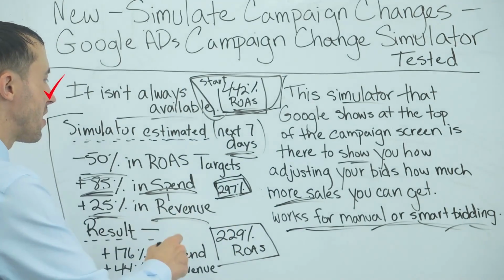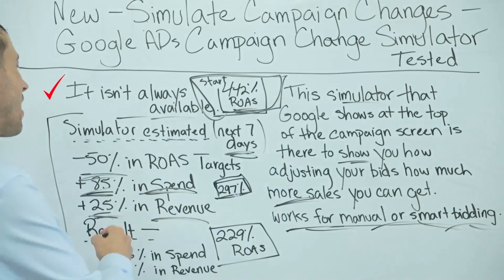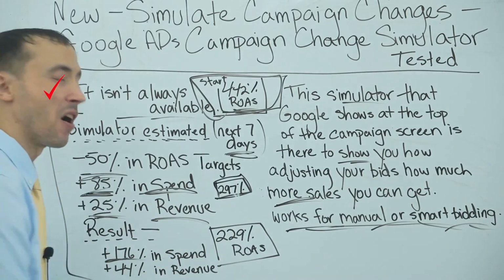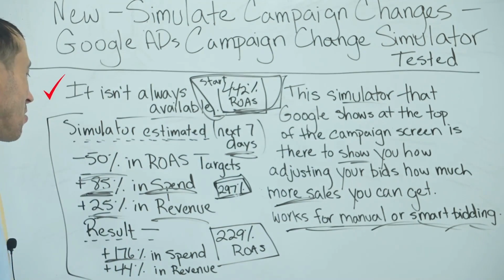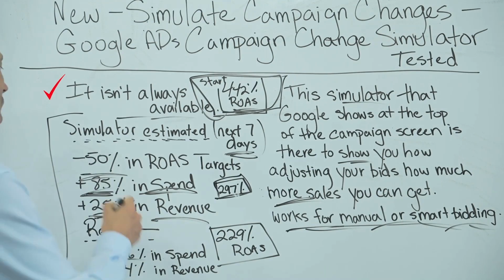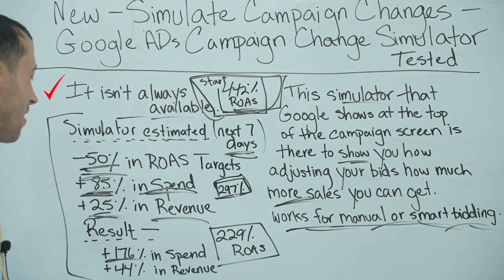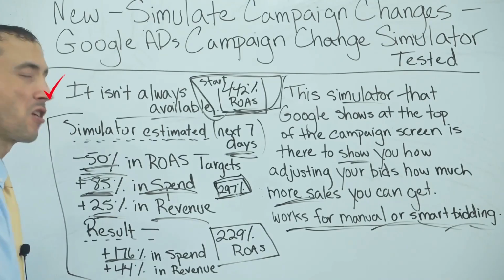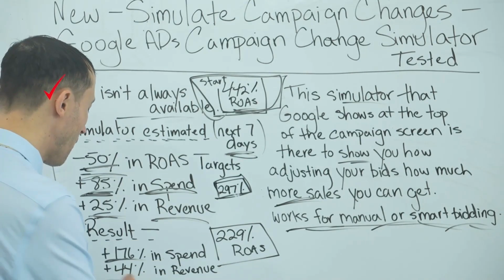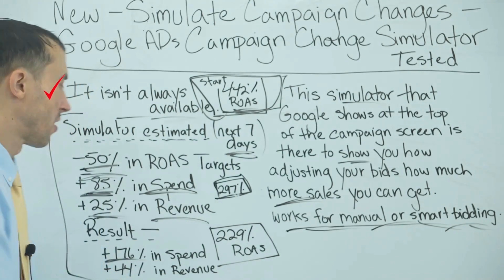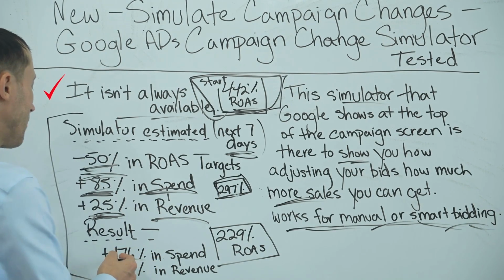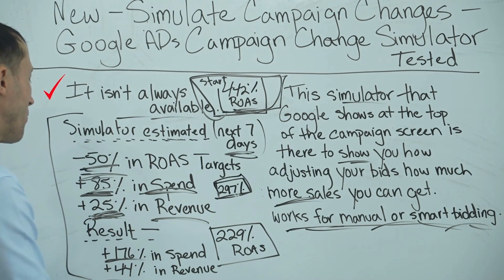The result of doing this over the next 7 days, instead of the spend going up 85%, the spend went up 176% in those next 7 days with this drop in the ROAS of 50%. And the interesting thing along with that as well is the revenue attributed to that campaign went up 44% week over week. Whereas the campaign simulator was saying that we would go up 25%, we went up 44.